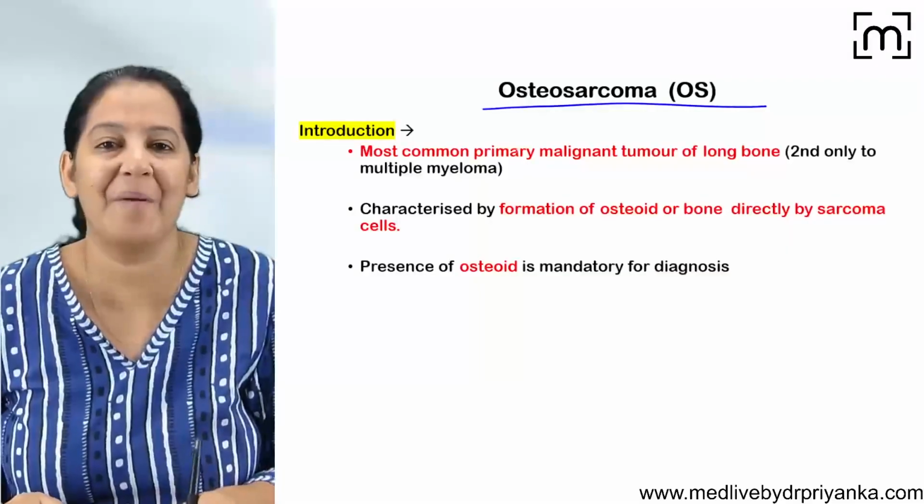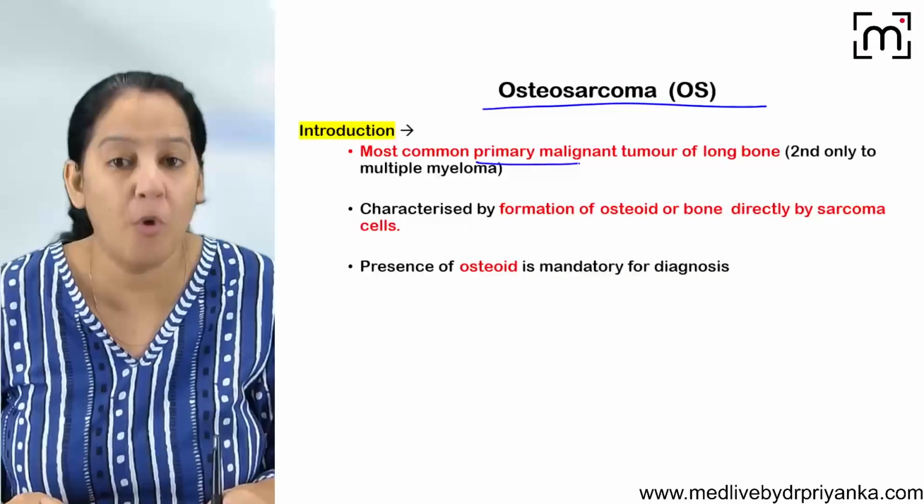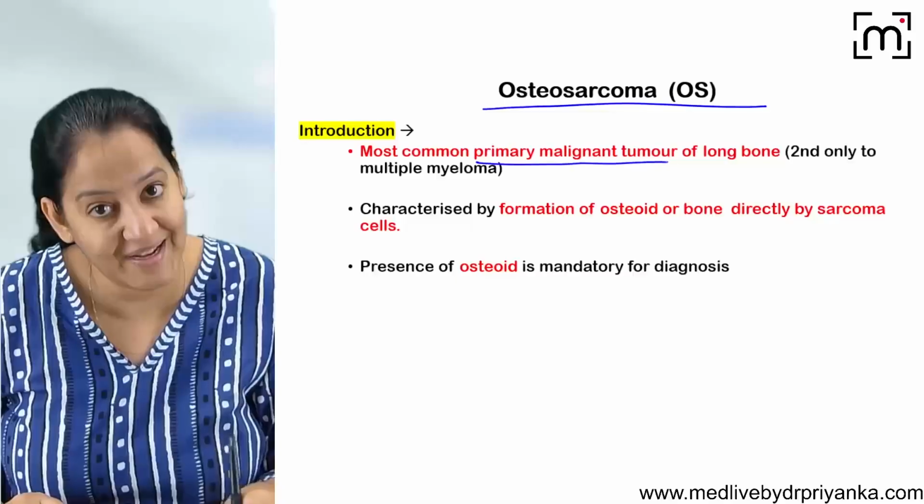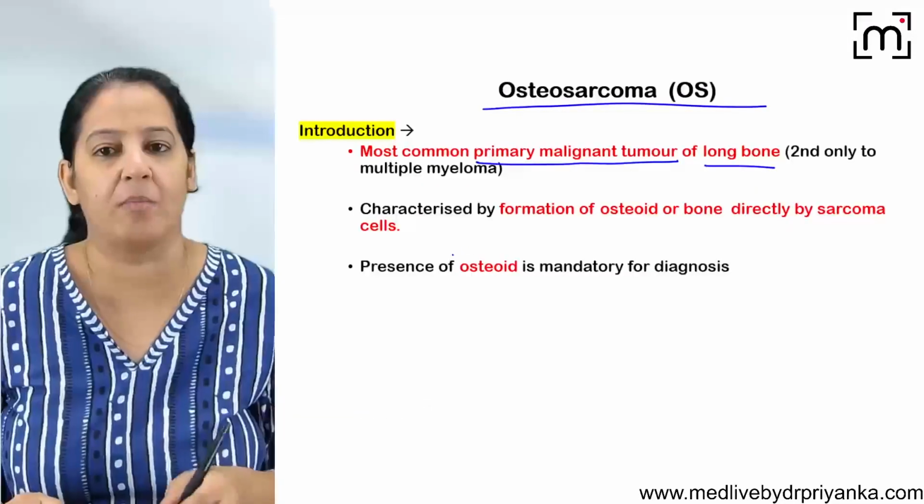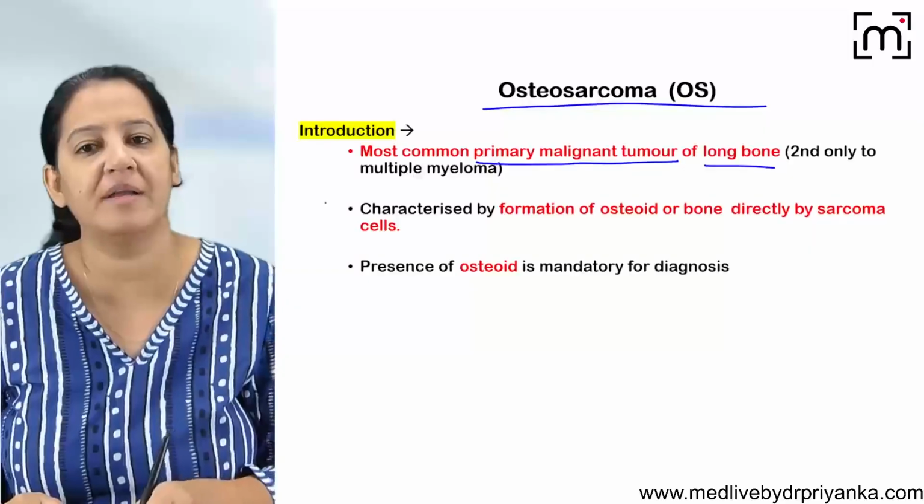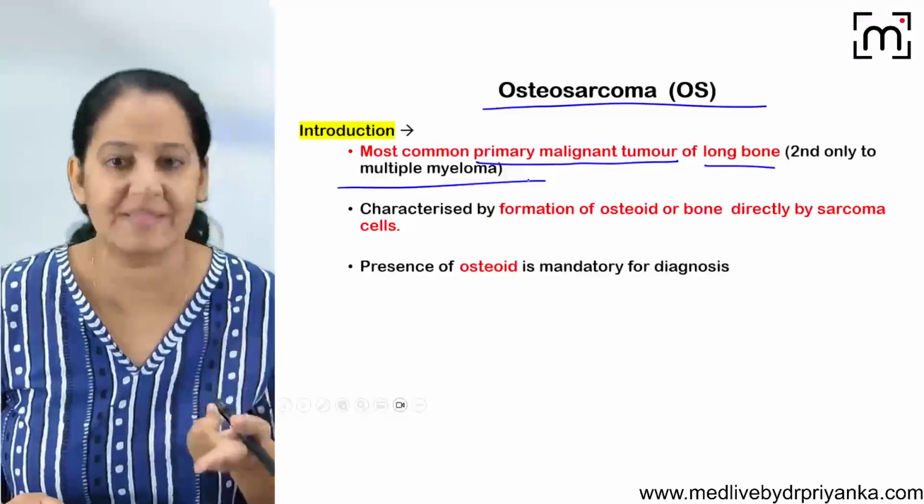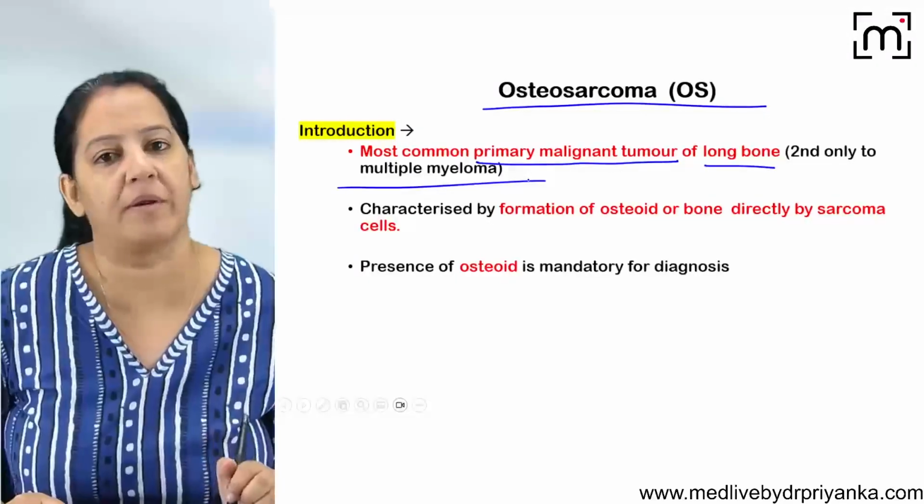So as I told you, among the primary bone tumors, the most common malignant primary bone tumor of the long bone is this one. It is second to multiple myeloma. The most common primary malignant tumor is multiple myeloma. The second most common is this one, but among the long bones, this is the most common.